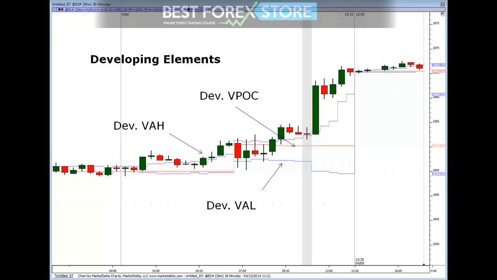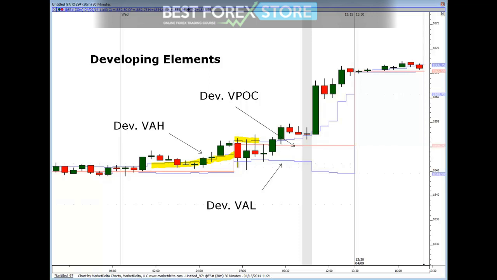Well, let's first identify where is our value area high. It is this blue line at the top, and if you notice, it jumps up and down, up and down. You see sort of different steps, but it is certainly the top light blue line. And this is an indicator that is found in Market Delta and Investor RT that will allow you to show both the value area, developing value area low, developing value area high, as well as the developing VPOC.